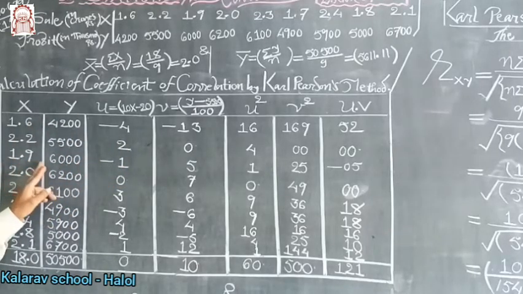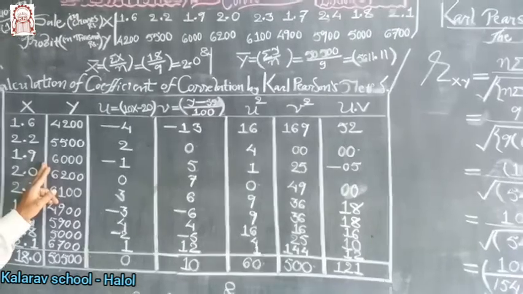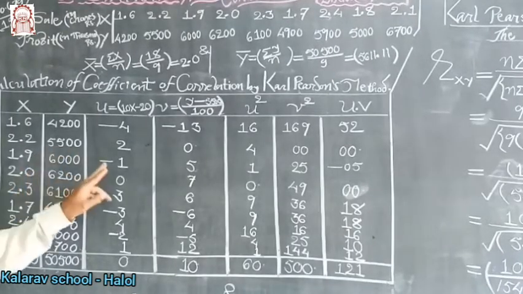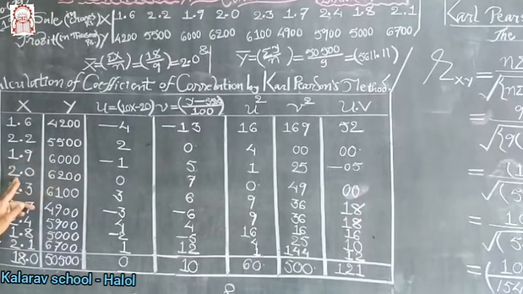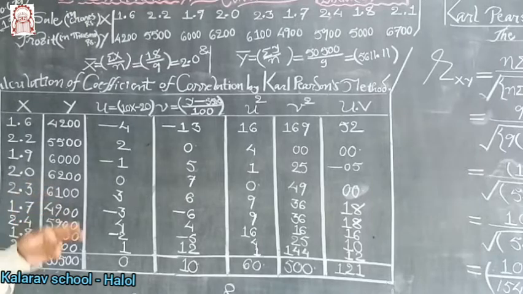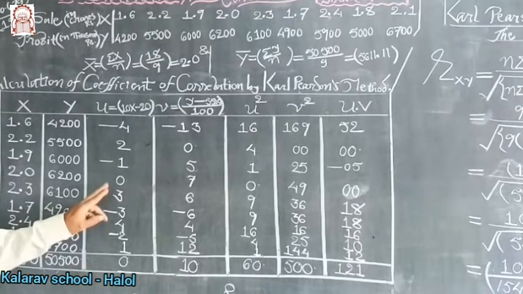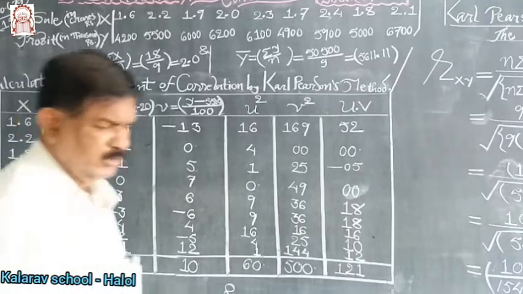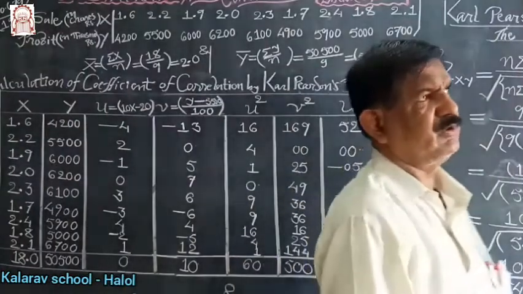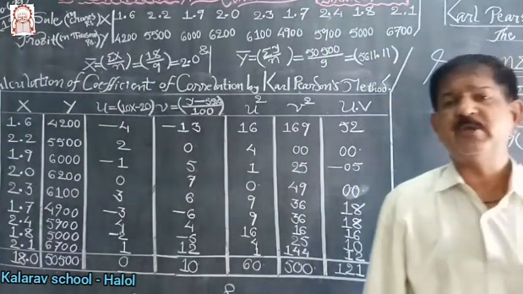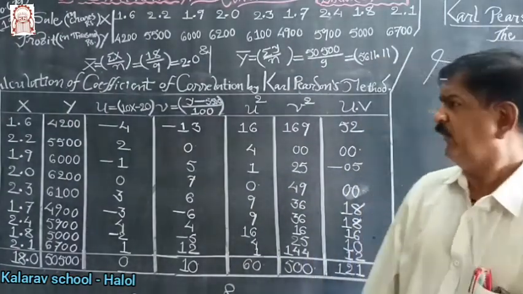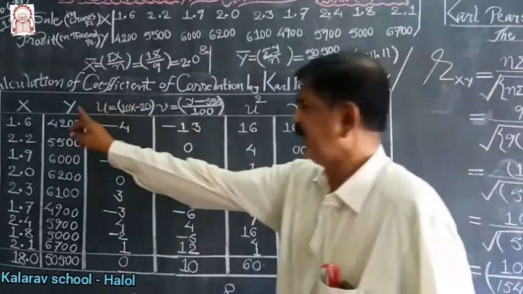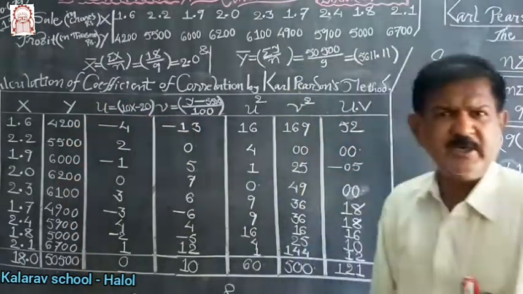1.9 multiplied by 10 means 19. 19 minus 20 means minus 1. 2.0 into 10 means 20. 20 minus 20 becomes 0 and so on. Same way calculate u. U and V are used to minimize or reduce the data. U is for the data of x, and V is used to minimize the data for y. Now see the data of y.